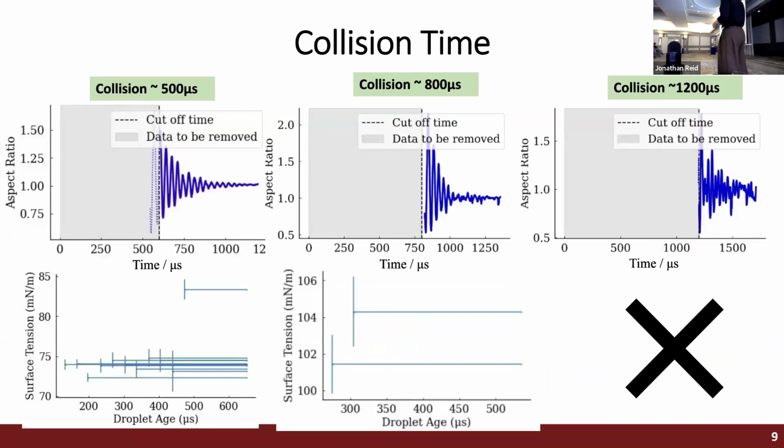Then I tried different collision times. And what I found is that the earlier collisions, the better. This is similar to what I said for the previous slide. If you have older droplets, by the time that I'm actually coalescing them, and by the time I can actually use the measurements from that coalescence, they're too unstable. So the earlier the collisions, the better.